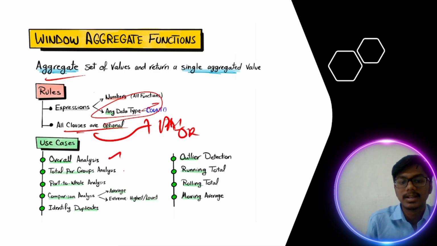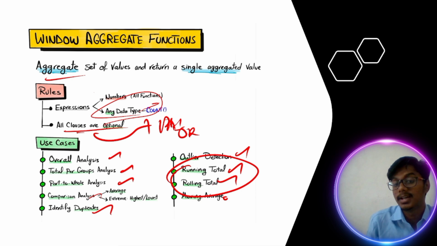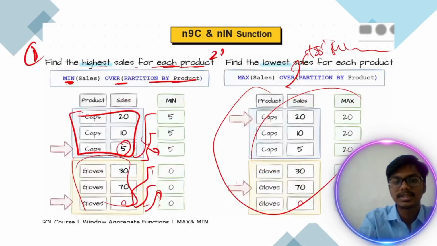Use cases we have discussed: overall analysis, total group, comparison analysis, identify duplicates, outlier detection, running total, rolling total. Running total, rolling total and the moving average we have discussed briefly. So these are the things we have discussed so far.